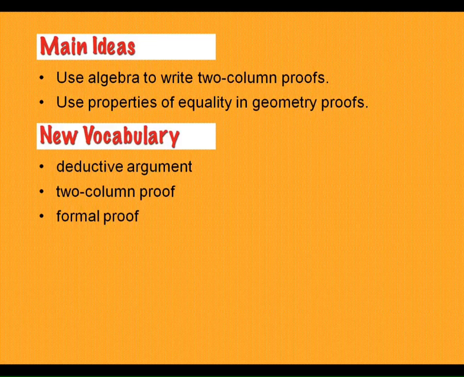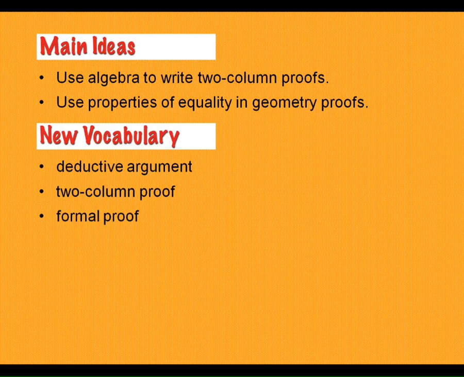This is 2-6, which is algebraic proofs. A lot of people like algebraic proofs better because they think they're a little more straightforward. And with an algebraic proof, we're going to talk about what's called a two-column proof. Okay? A two-column proof and a formal proof are the same thing.